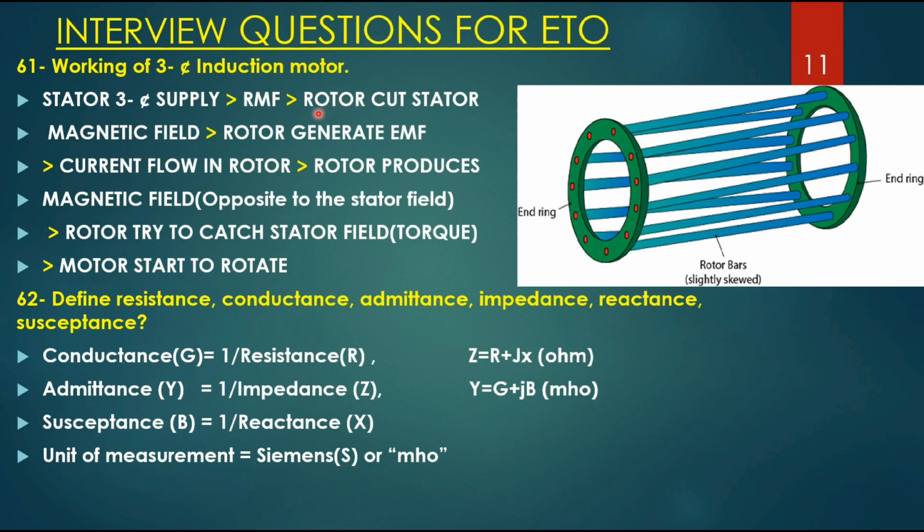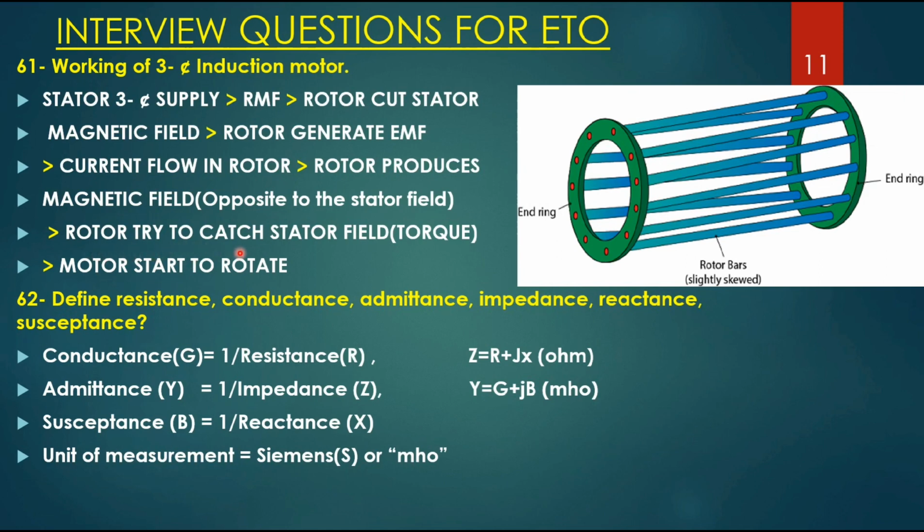And when we give the supply, the rotating magnetic field will rotate at synchronous speed, and this bar will cut that magnetic field. So the rotor generates an EMF, and current flows in the rotor because the end rings are all short circuited. The rotor produces a magnetic field opposite to the stator field.